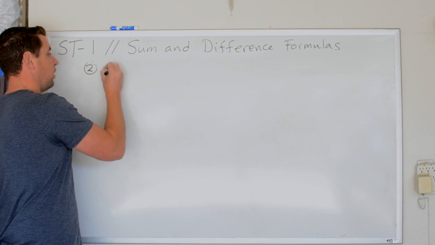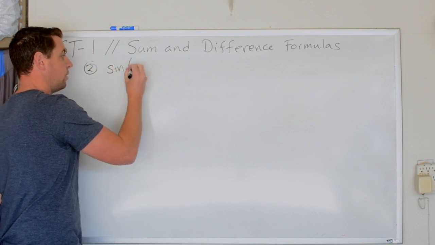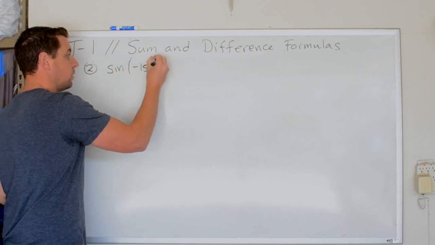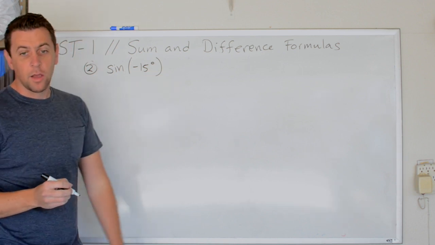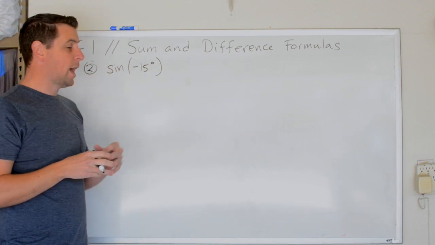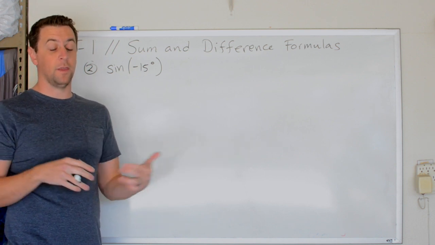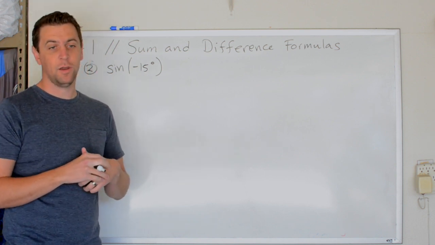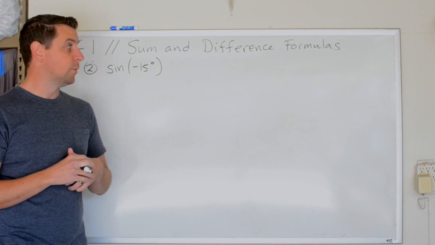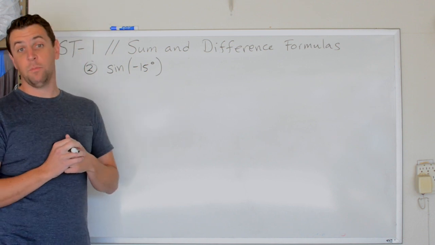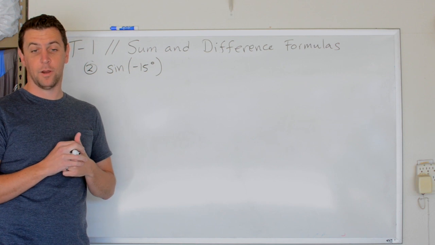Number 2 is we're going to try to do sine of, parentheses, negative 15 degrees. So again, at home, try to think of two angles that add or subtract to negative 15 degrees. And those two angles should be angles that we have information about on our unit circle. So go ahead and hit pause, try this problem, and then welcome back right whenever you guys are ready.